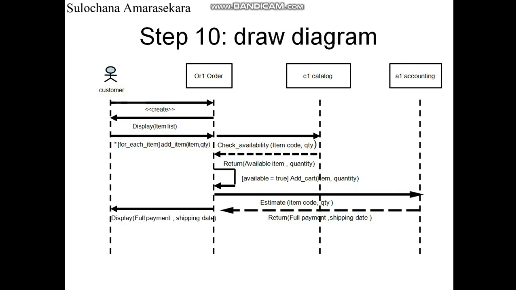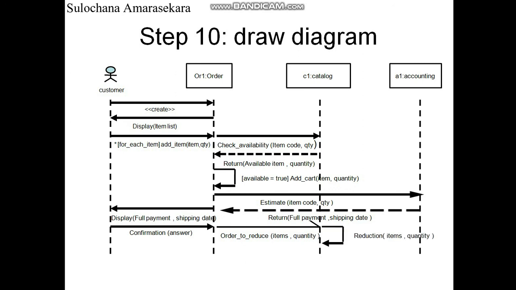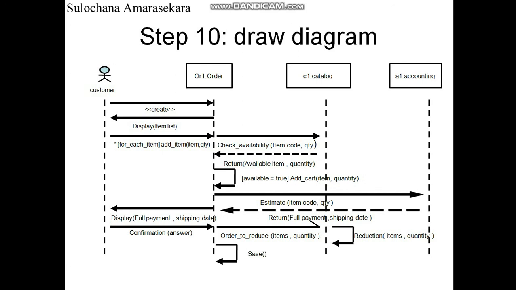After that, the customer sends confirmation. Then the order class sends the order to reduce message to the catalog. You can see here I use the asynchronous notation to represent that message. After that, the reduction self reference message. Finally, the save self reference message.